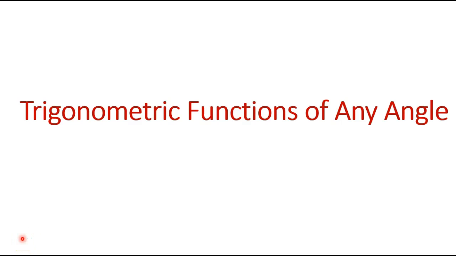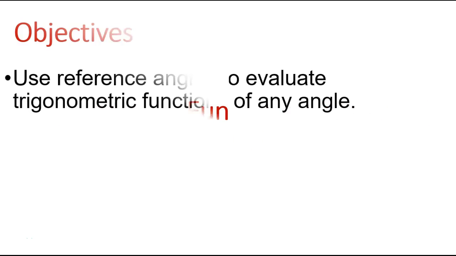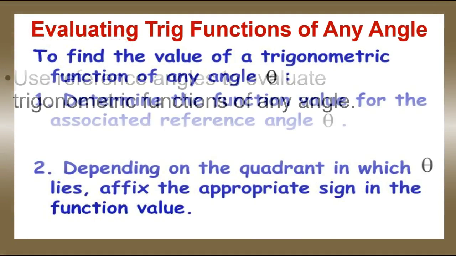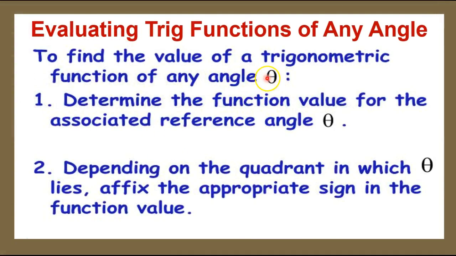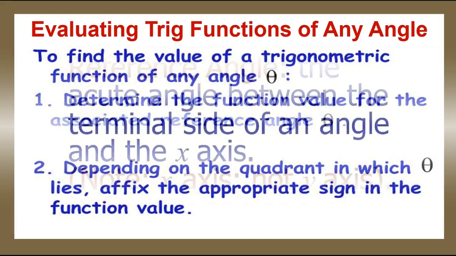In this video, we are going to evaluate trigonometric functions of any angle, and we are going to use reference angles to evaluate them. Generally, to evaluate any trig function, all you need to do is find the reference angle associated with that angle, and then find the quadrant where the angle falls, because you need to know the sign, whether it's going to be positive or negative, depending on the quadrant.